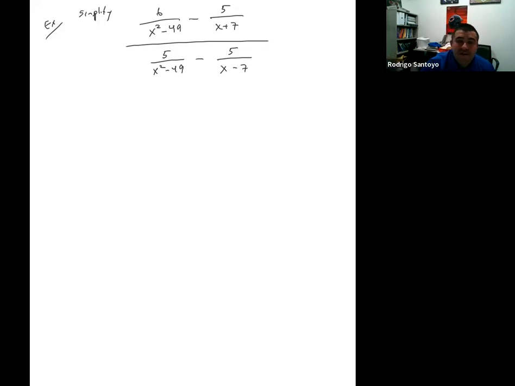Same way, identify the numerator, identify the denominator. Right, so it looks like this would be 6 over x squared minus 49 minus 5 over x plus 7. It's this entire top part that we're dividing by the bottom part.